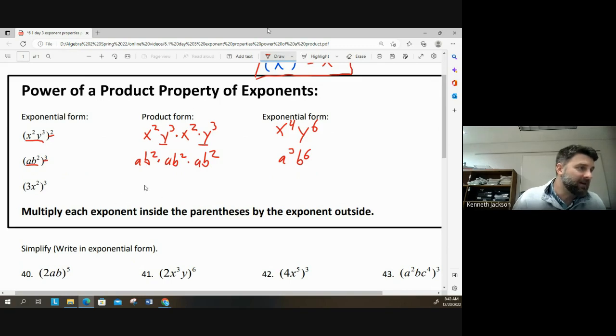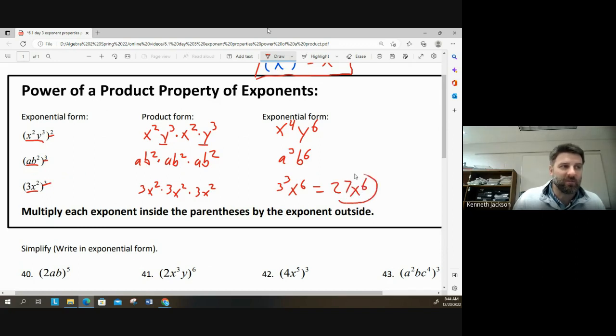And on the last one here, I have 3x squared. So 3x squared times 3x squared times 3x squared. I have 3 of them. So I have 3 times 3 times 3, or 3 to the third, x to the sixth, because I have 2 x's here, 2 x's here, and 2 x's here. Now you could simplify this because 3 to the third is 27. So either answer is acceptable, although this is one of the smaller ones that we could probably multiply out.